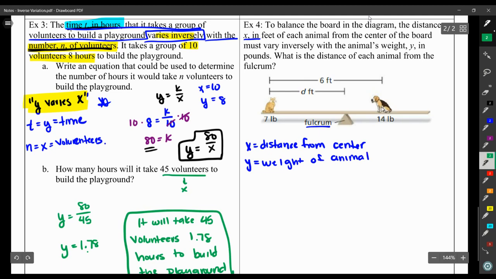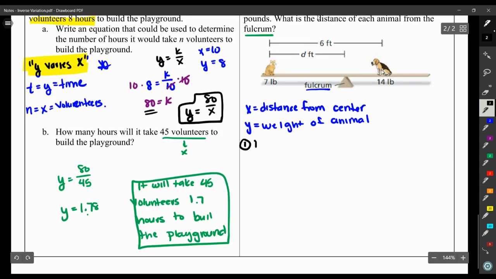And Y is the weight of the animal. So what this question is really asking is only one thing. It says, what is the distance of each animal from the fulcrum? So basically, how far away is the cat and how far away is the dog from the center of this board? So the first thing we need to do is find K for the cat.